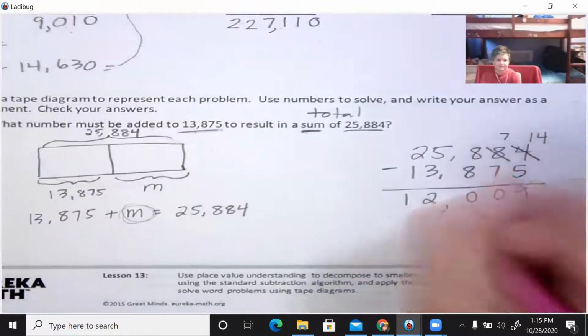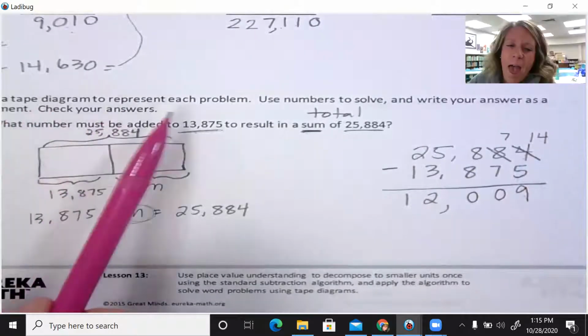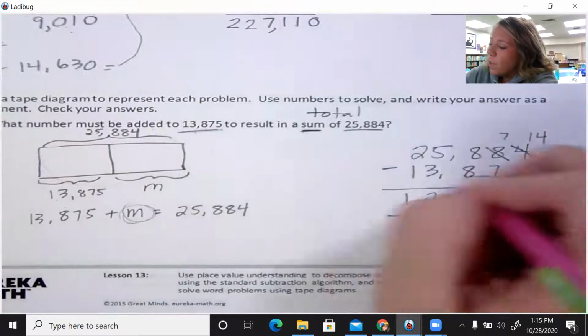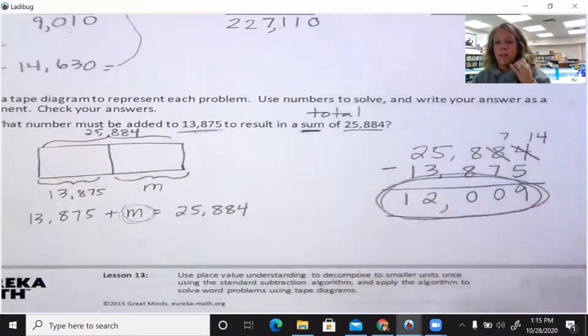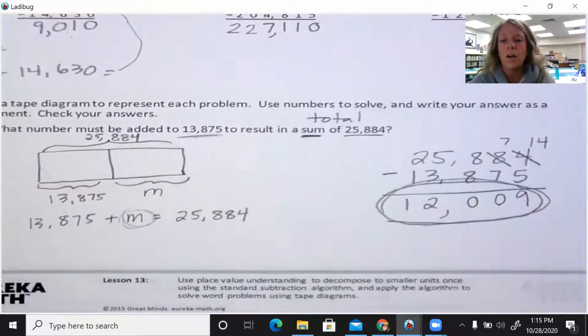1, 2, 3, comma. So then we see how should we label this? What number must be added to 13,875 to result in a sum of 25,884? Here's my total. And my answer is only supposed to be a number. So we don't have to write a unit because our answer is the actual number, 12,009.